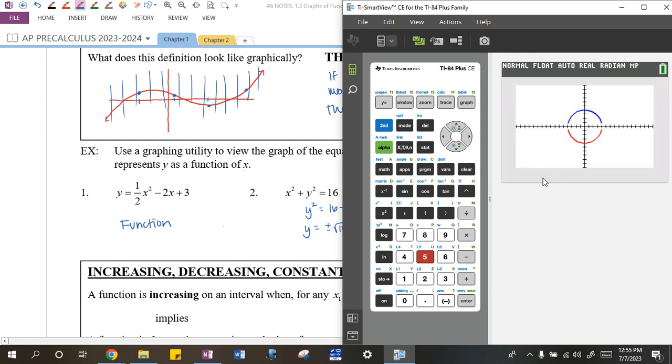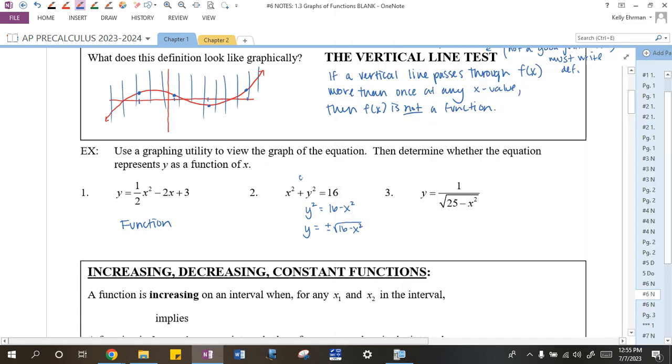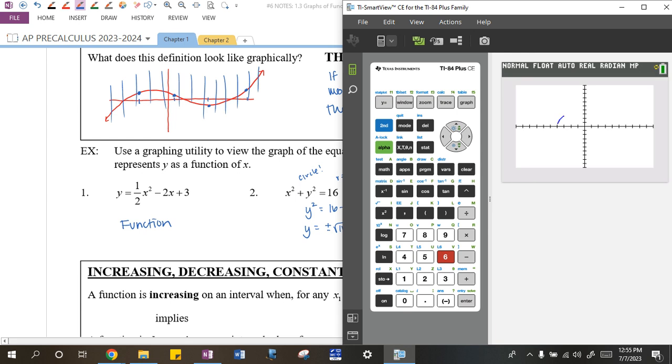This is a circle, right? We should recognize this equation as a circle with a radius of 4. Okay, but if I just do my zoom standard, it looks kind of elliptical. There are points at negative 4 and 4. It's just hard for the calculator to show that detail.